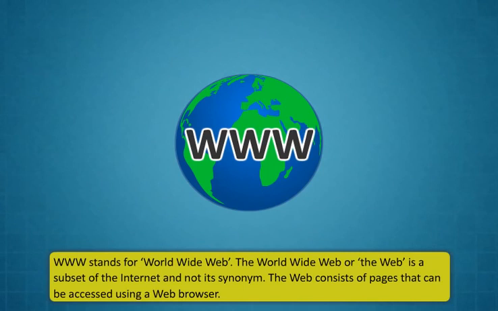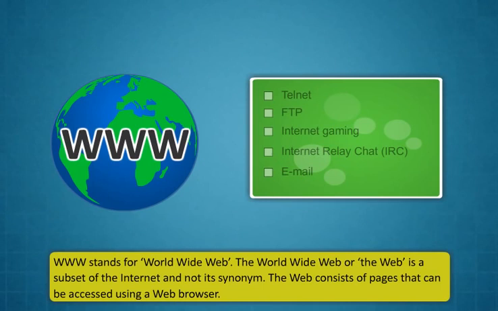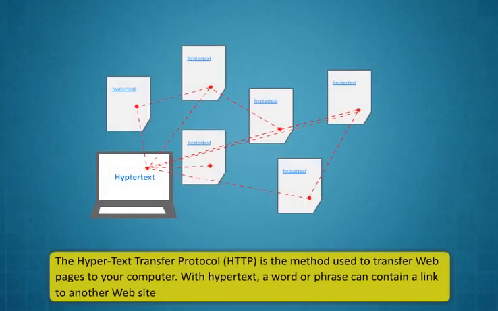The World Wide Web or the Web is a subset of the Internet and not its synonym. The Web consists of pages that can be accessed using a web browser. Telnet, FTP, Internet Gaming, Internet Relay Chat or IRC, and email are all part of the Internet, but are not part of the World Wide Web. The Hypertext Transfer Protocol is the method used to transfer web pages to your computer. With hypertext, a word or phrase can contain a link to another website.